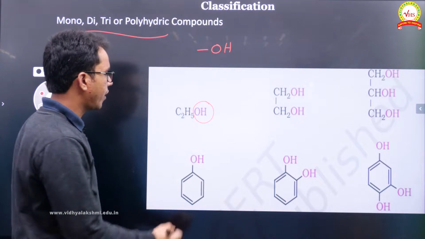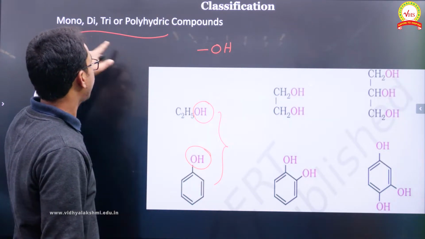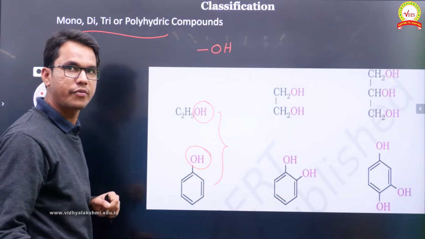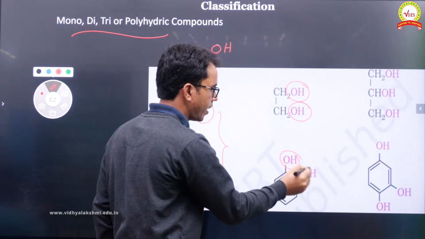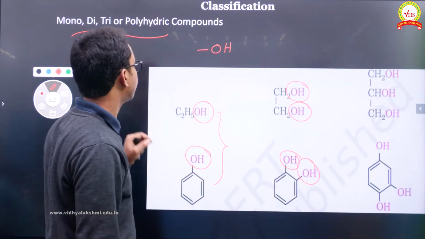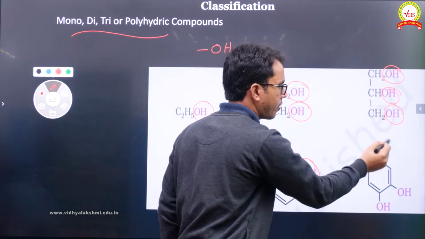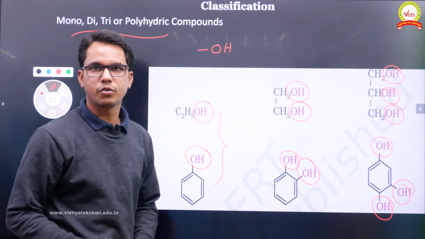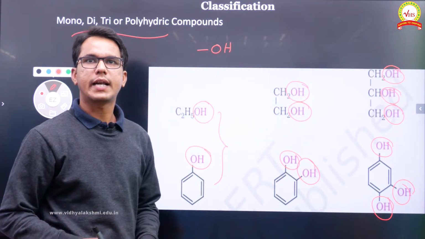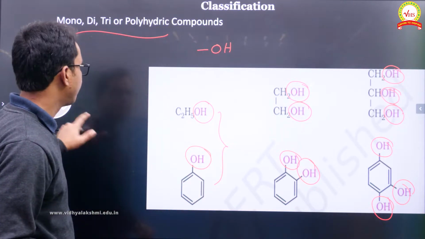If we have one OH group, that can be termed as monohydric alcohol or monohydric phenol. If a compound has two hydroxy groups, that is known as a dihydric compound. If any compound has three hydroxy groups, like what we are seeing here, they will come under trihydric compounds. This is based on the number of hydroxy groups on the particular molecule.